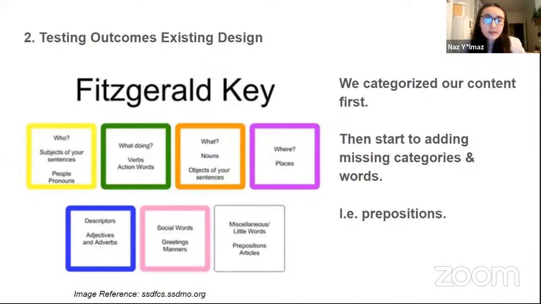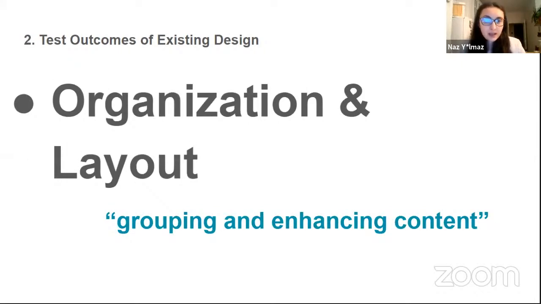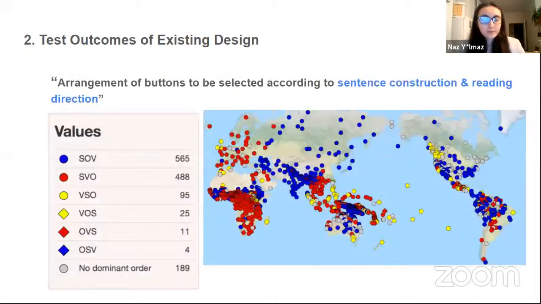Firstly, we categorize our content. Then we start adding missing categories and words, like the prepositions or social words. Like here, firstly color coding, then core, grouping and enhancing the content. These are the first most important feedbacks from the test outcomes of existing design. And secondly, organization and layout. It's also about the grouping and enhancing the content.